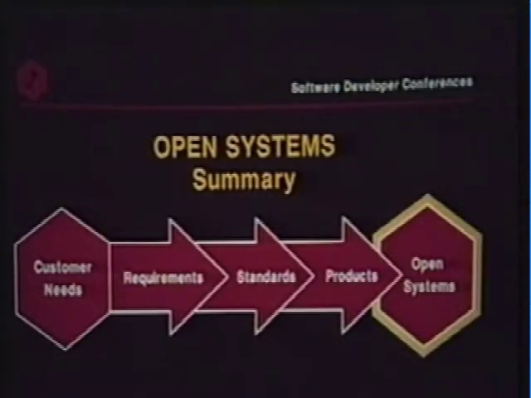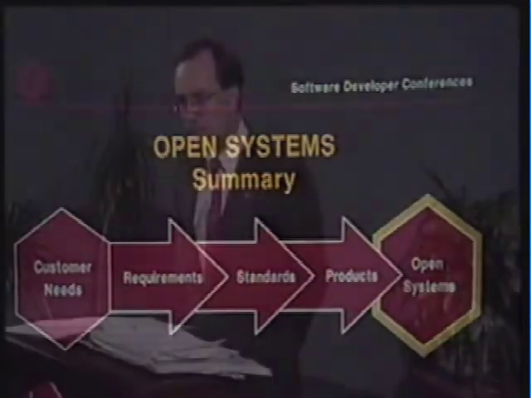Well, we've covered the customer needs that are fueling the drive to open systems, the system requirements to meet those needs, the standards that ensure that systems possess those requirements, the products that realize those standards and the open systems that will result from those products. And it's based on the recognition that Unix System V satisfies all those requirements, meets those standards, and represents a unification of the major variants of the Unix operating system, that we say that Unix System V represents the platform for software developers and for companies to establish their open systems now.